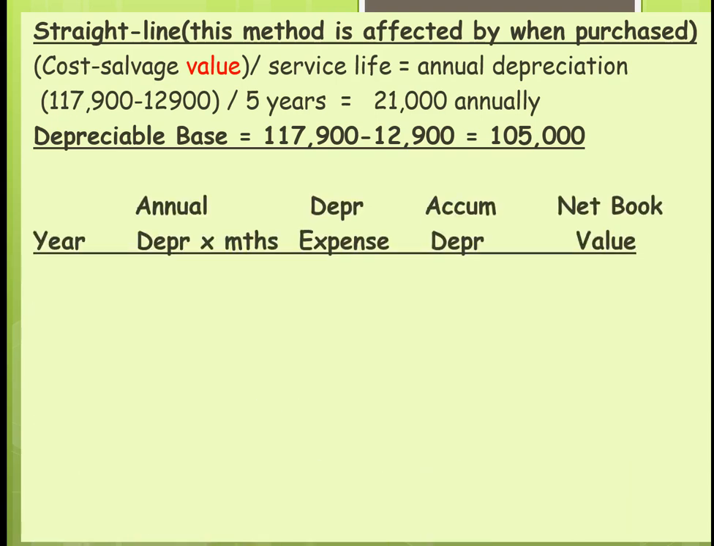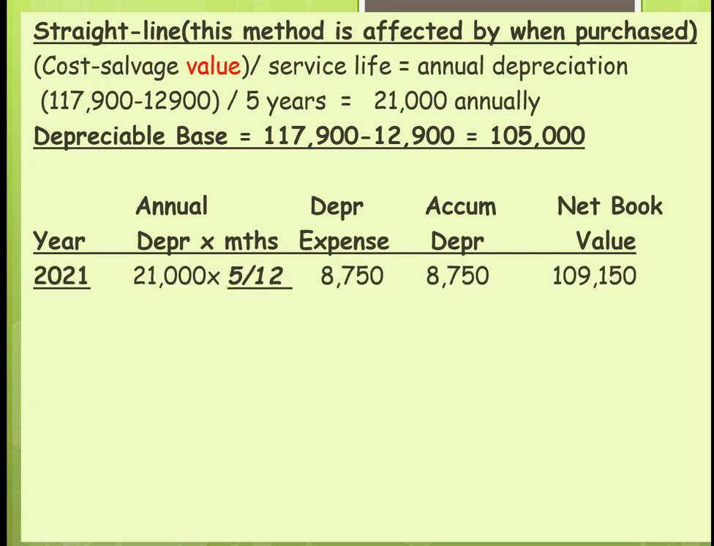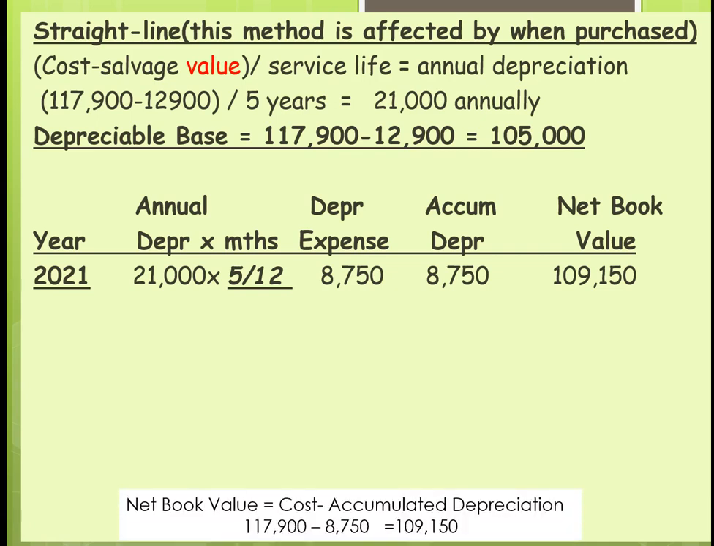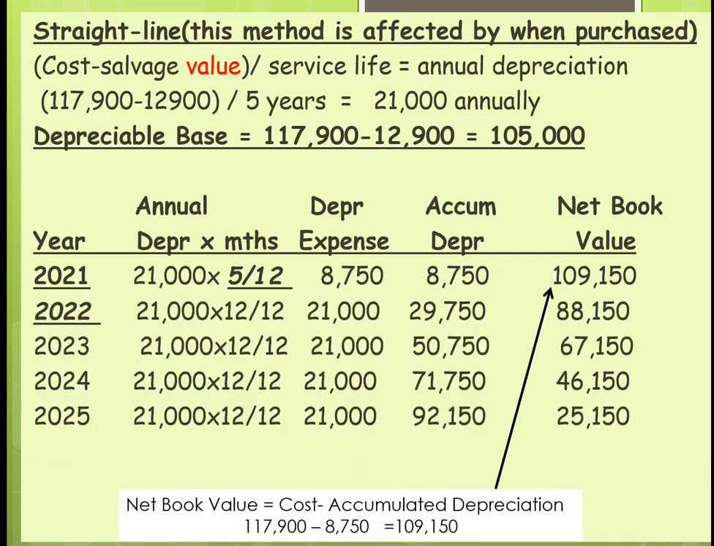So now we come up with a little schedule that I use. The first year, since it is partial year, what we're going to have to do is take it times 5/12. So we're going to take that 21,000 times 5/12, and that gives us our first year depreciation. And we have the net book value. Now, I always like to keep track of that because remember, we cannot write off more than 105,000. So now I do my next 4 years, which includes a whole year, which is our 21,000.